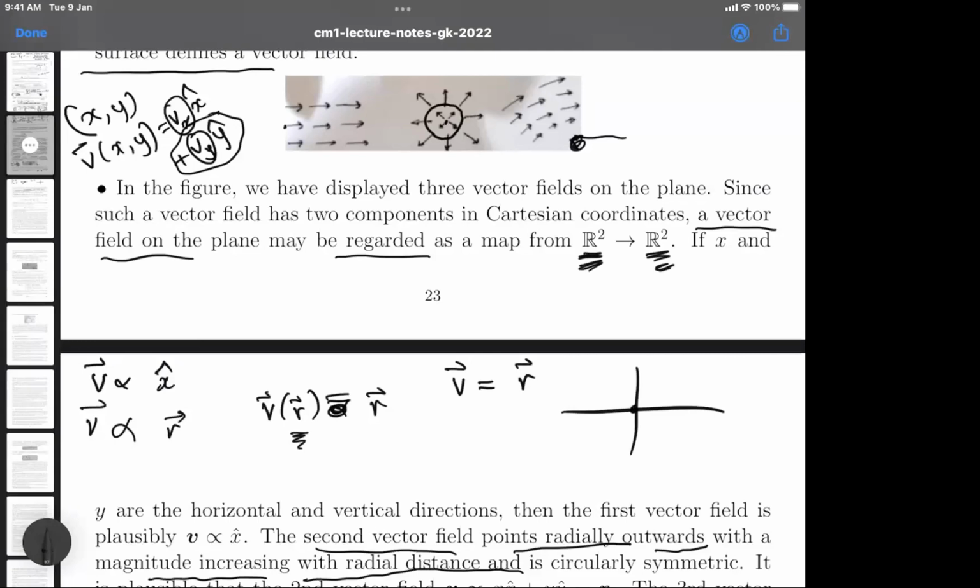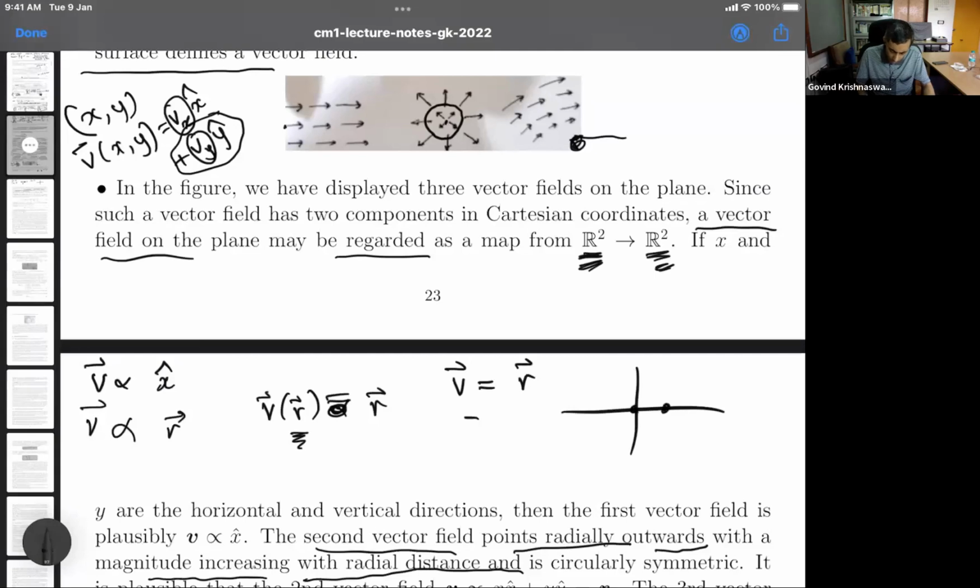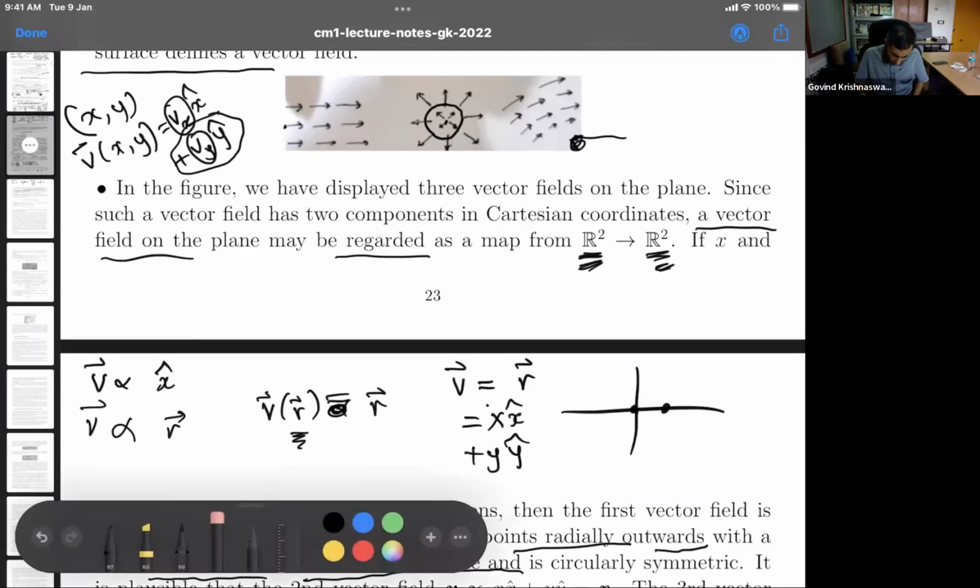Zero vector. So no arrow to be drawn. Suppose I go here. I can of course write this vector in Cartesian coordinates, which we like a lot. So R is going to be x times x hat plus y times y hat. That is another way to write it. I didn't mean to put any dot there.